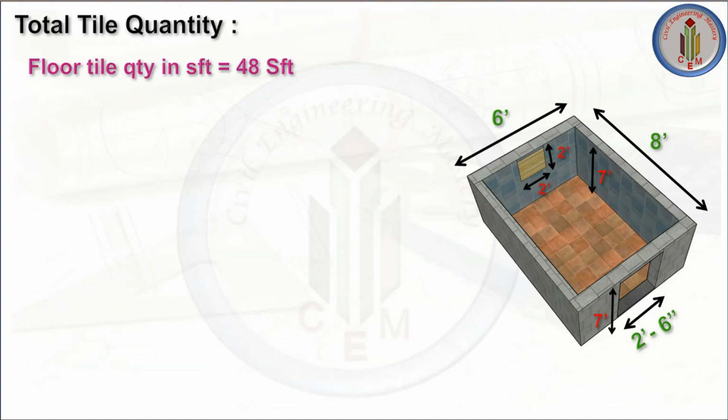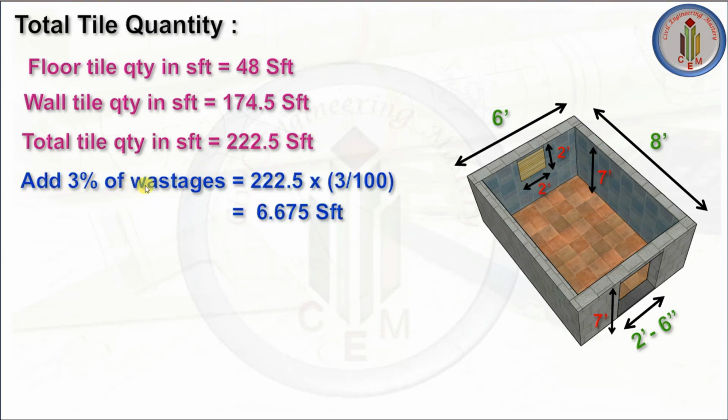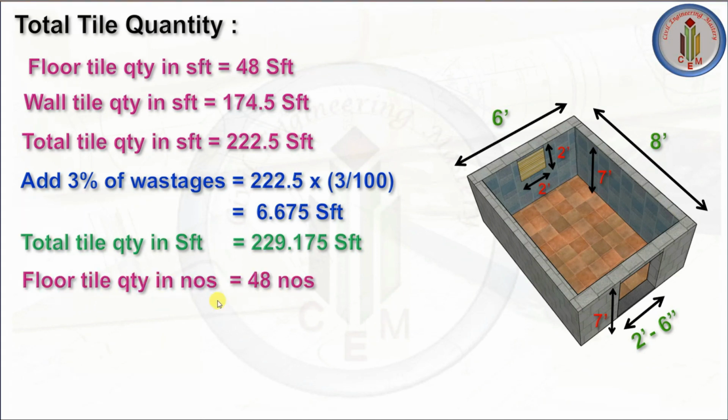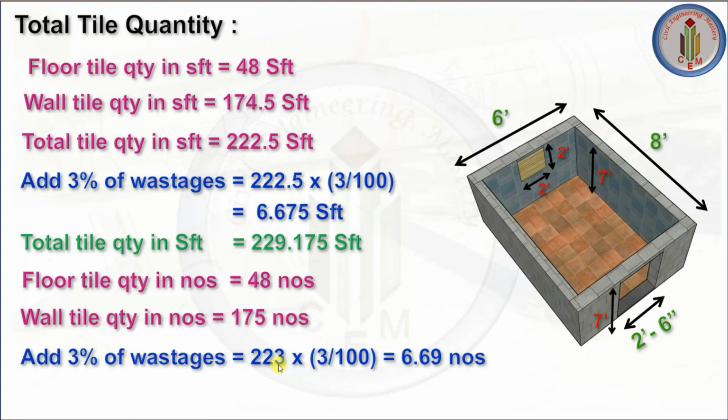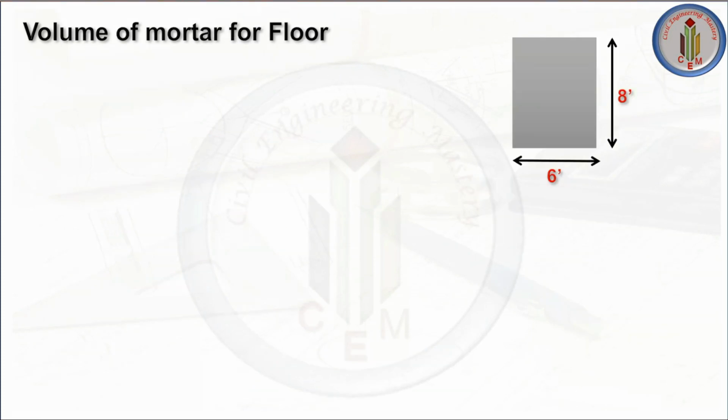Calculate the total tile quantity. Floor tile quantity in square feet is 48 square feet. Wall tile quantity is 174.5 square feet. Total tile quantity is 222.5. We need to add 3% of wastages to the overall tile quantity. That comes around 6.675. If we add this to this, we get 229.175 square feet as a total tile quantity. Floor tile quantity in numbers is 48, wall tile quantity in numbers is 175. In this also we can add 3% of wastages, so that comes around 6.69. So total tile quantity in numbers is 192 numbers. We are done with the tile quantity.